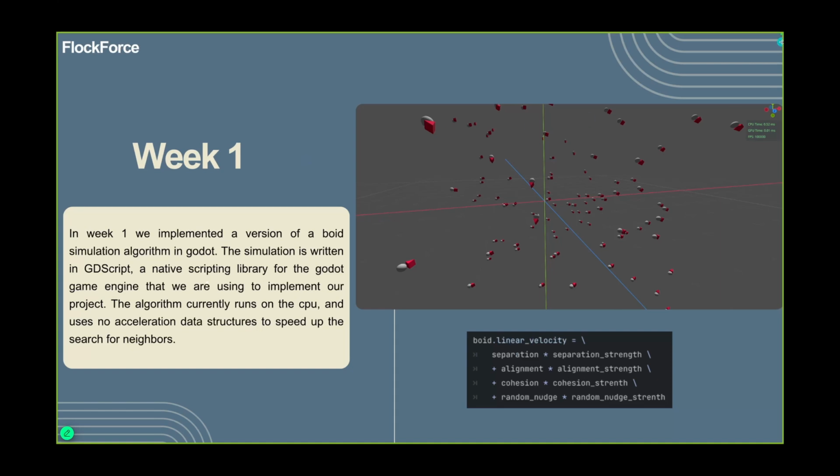In week one, we implemented a version of a Boid simulation algorithm in Godot. The simulation is written using GDScript, which is basically a native language for the Godot game engine. The algorithm currently runs on the CPU and uses no acceleration data structures to speed up the search for neighbors.